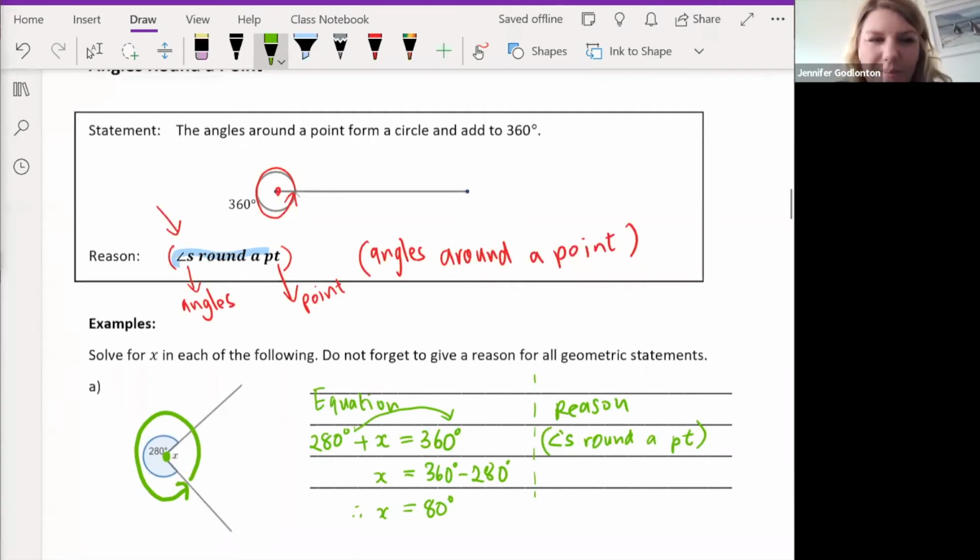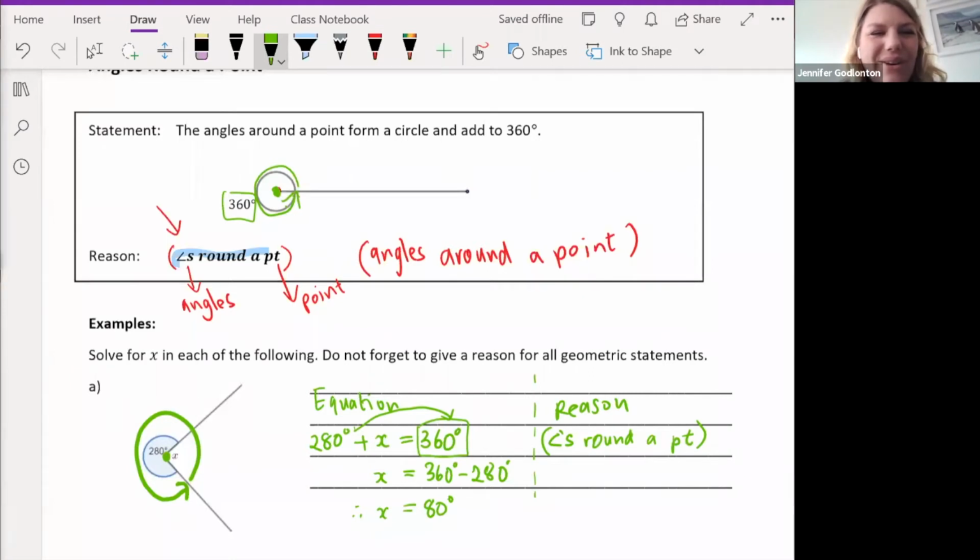Ma'am, I just wanted to ask, how did you get the 360 degrees? Okay, so we know that when we have a point and we're adding all of the angles that are around that point, it has to equal 360 degrees. And so that's where that 360 degrees is coming from. Okay, thank you, ma'am.